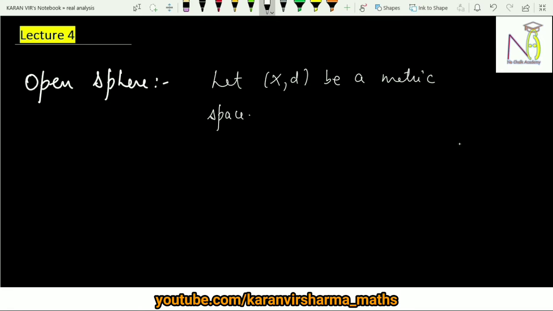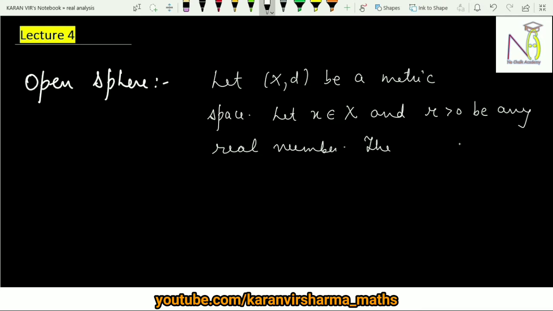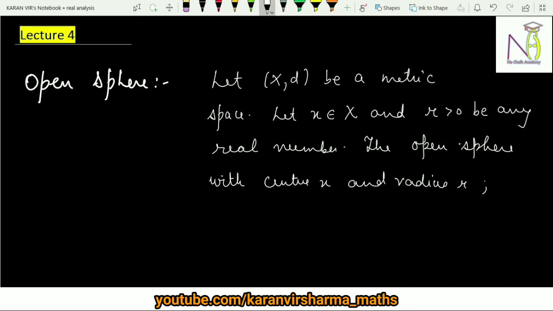So I am considering (X, d) to be a metric space and I am considering small x, which is any arbitrary element from the space capital X, and r be any real number which is positive. The open sphere, so basically we are defining the open sphere. If it is a sphere, it will have a center. So this x is the center, with the center x and radius r, which is generally denoted by S sub r of x. So S_r(x) is basically an open sphere with the center x and radius r.